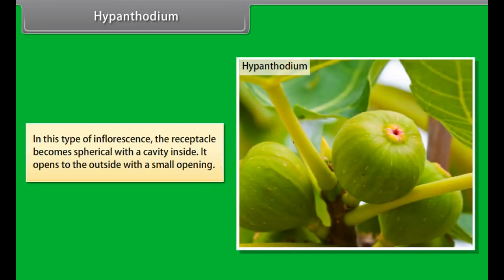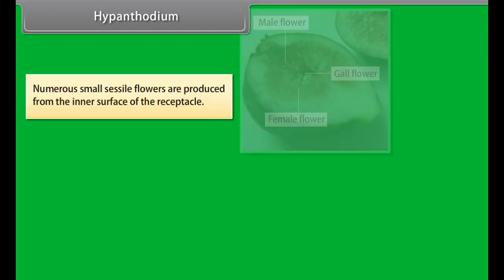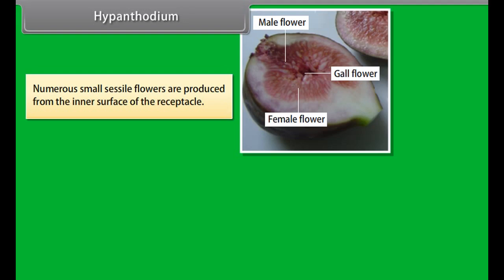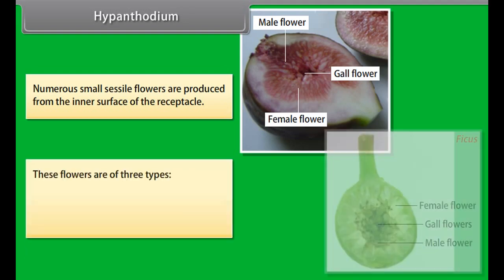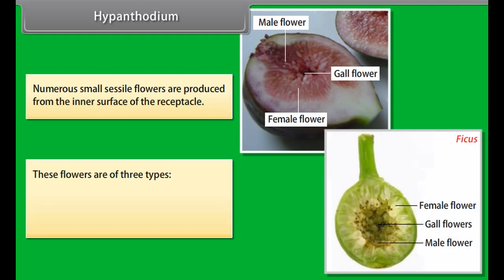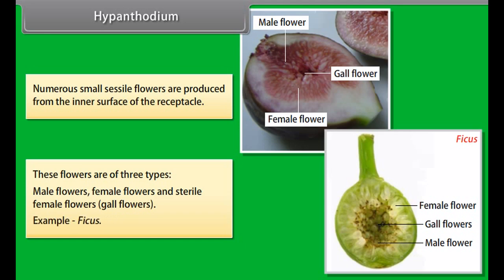Hypanthodium. In this type of inflorescence, the receptacle becomes spherical with a cavity inside. It opens to the outside with a small opening. Numerous small sessile flowers are produced from the inner surface of the receptacle. These flowers are of three types: male flowers, female flowers, and sterile female flowers, called gall flowers. Example, Ficus.